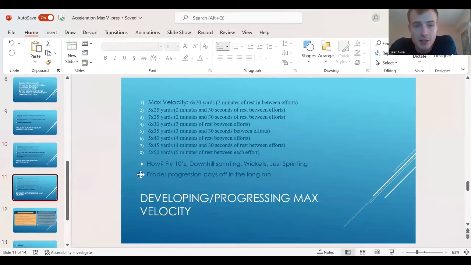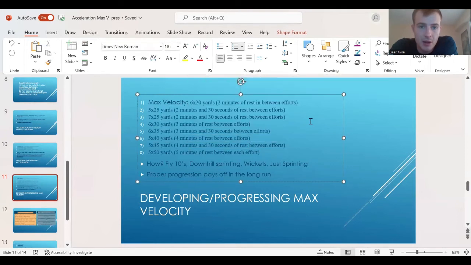Developing and progressing max velocity is kind of a similar progression here. Slow burn, especially with this, because this is super hard on the body. Doing this a lot more here. Actually sprinting is good here: fly 10s, downhill sprinting, wickets, or just sprinting.